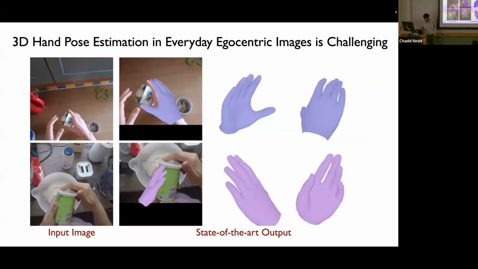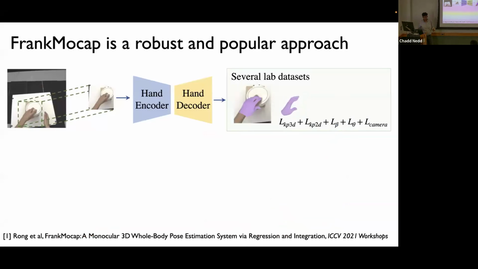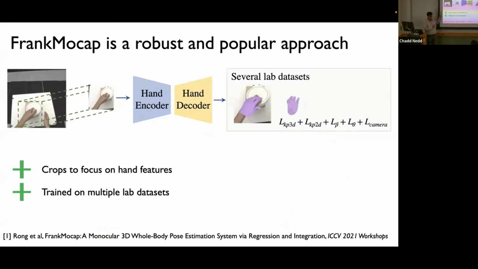So let me tell you a little bit about FrankMocap and very briefly tell you what we did to fix it. There are some nice things about FrankMocap. It focuses on crops. It takes images, takes crops of hands, and feeds them into a hand encoder-decoder to output the 3D pose. Right? This is all using 3D machinery, and you use a parametric model for the hand. It's trained on multiple datasets. So this is what FrankMocap does.